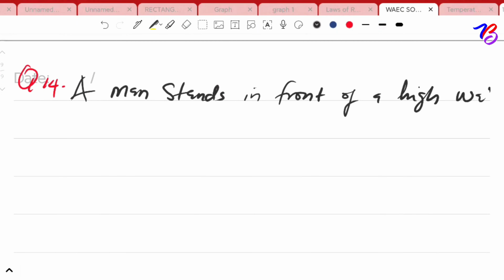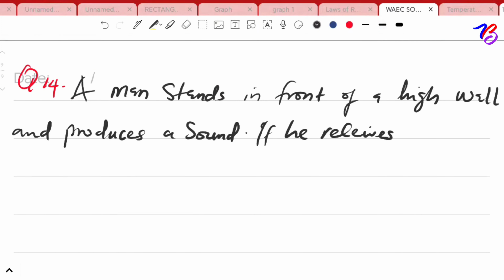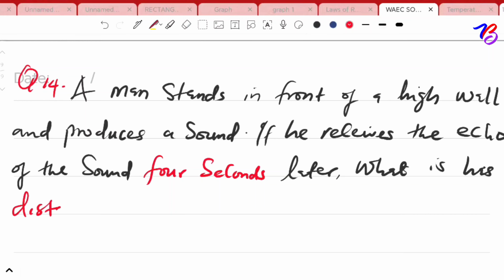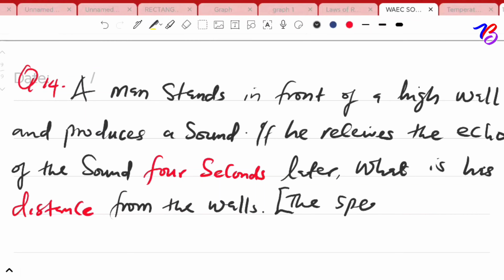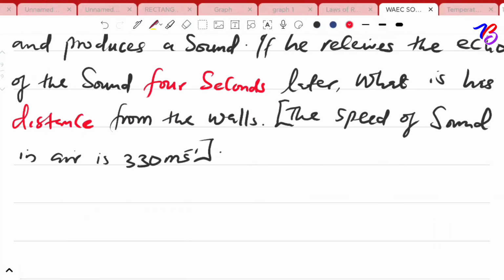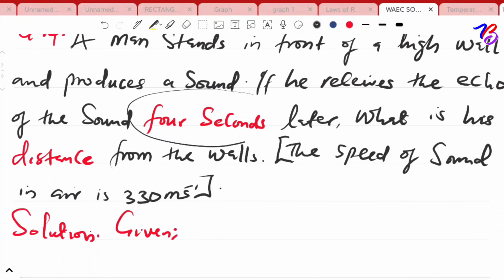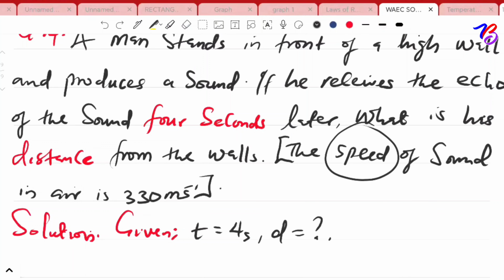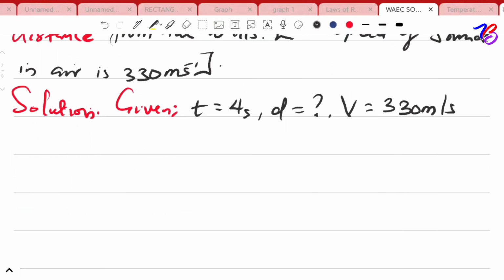A man stands in front of a high wall and produces a sound. This is a practical question. If he receives the echo of the sound 4 seconds later, what is his distance from the wall? Take the speed to be 330 meters per second. So let's extract the given parameters using the triune methods. The first is time, 4 seconds. Then the second is our distance, which is unknown. Then the third is the speed, V is equal to 330 meters per second. Can you see the triune components here?